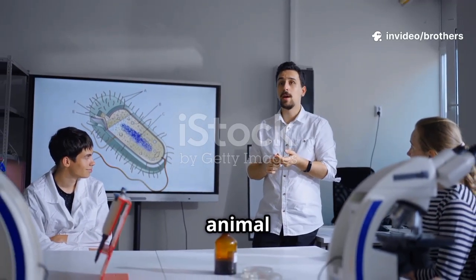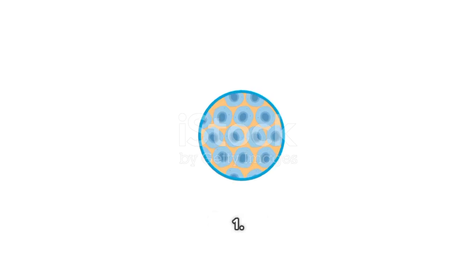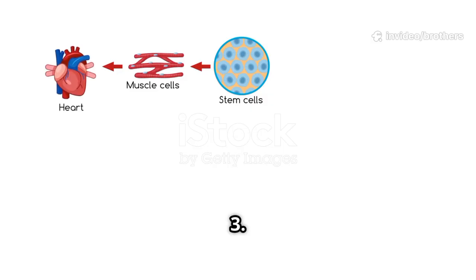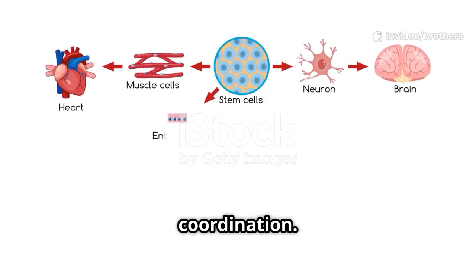Now, let's move to animal tissues. In animals, tissues are grouped into four major types. 1. Epithelial tissue, covering and lining. 2. Connective tissue, support and binding. 3. Muscular tissue, movement. 4. Nervous tissue, control and coordination.